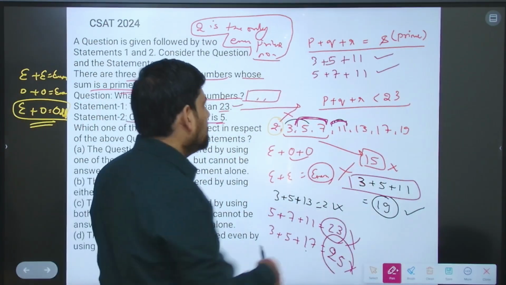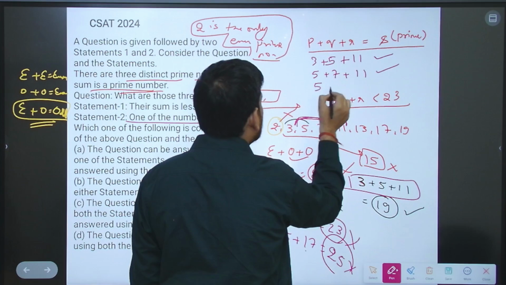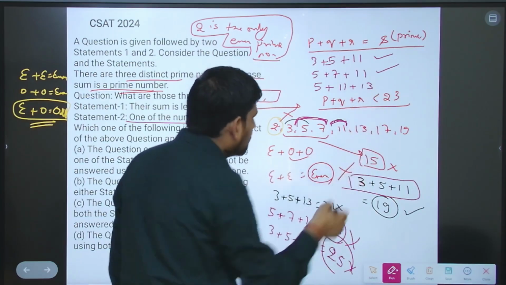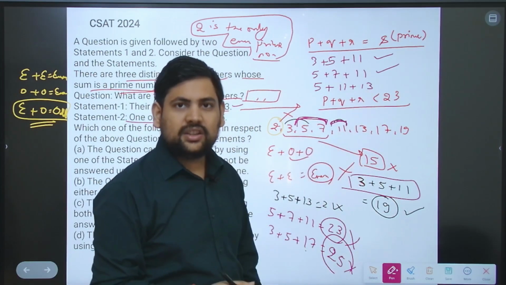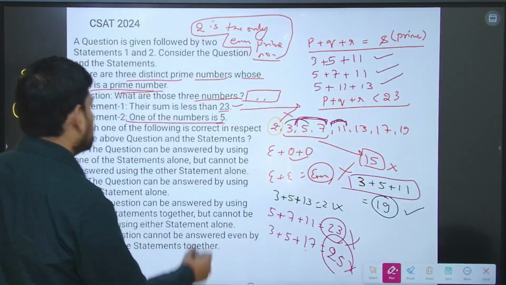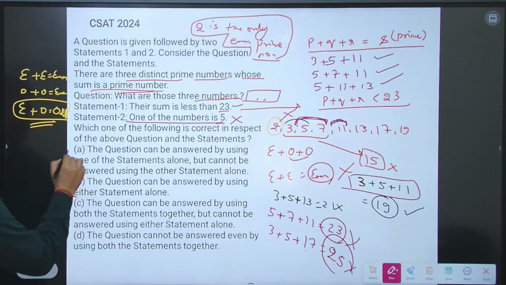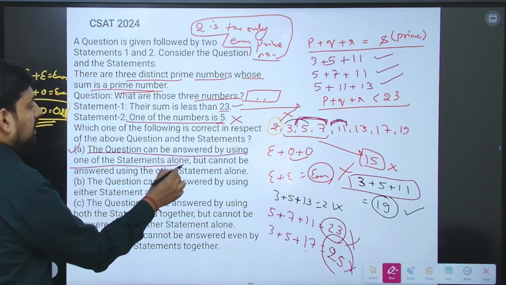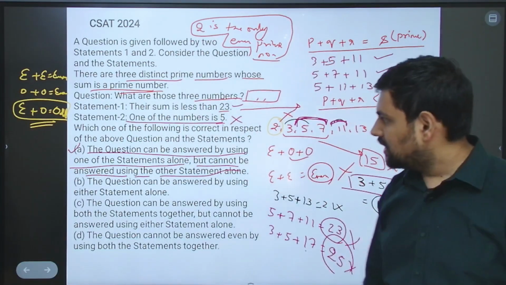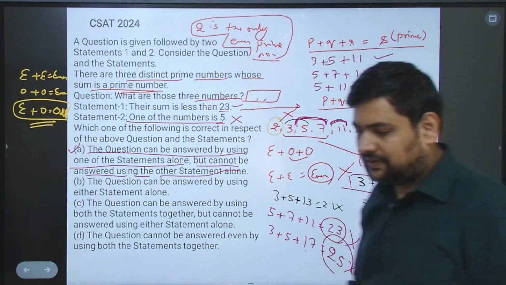And these are not limited, because this is not limited by 23. You can also have many more. For example, you can have 5, 11 and let's say 13. So what you are getting, 11 plus 13 is 24, 24 plus 5 is 29. So this is also correct. So there are many possibilities. You cannot fix one number. So this is not needed at all. Now the answer becomes A. The question can be answered by using one of the statements alone, but cannot be answered using the other statement alone. Very specific. So the answer becomes A. You understood the concept? Okay. That's it.